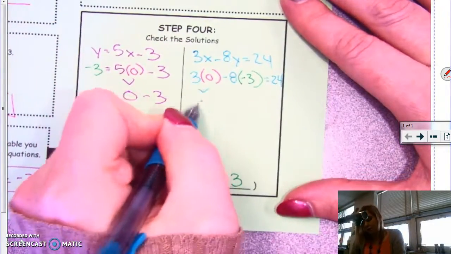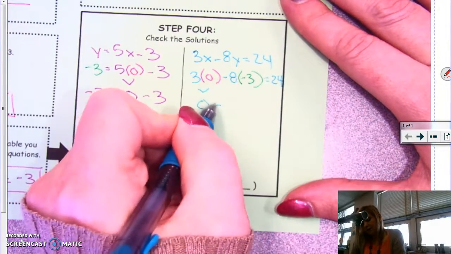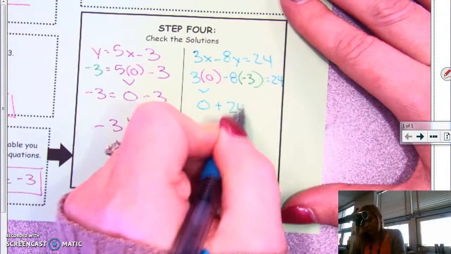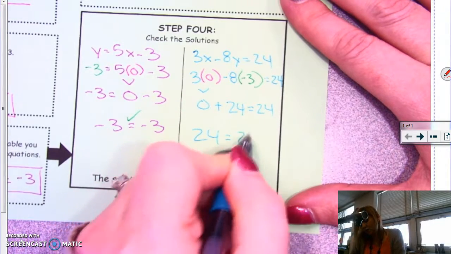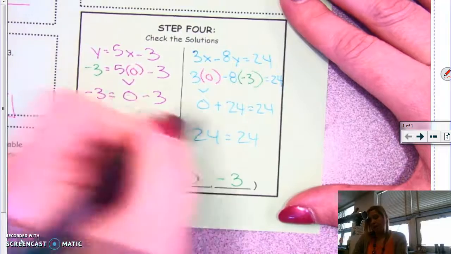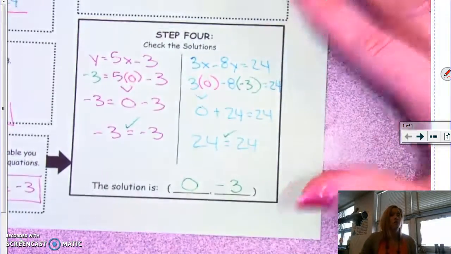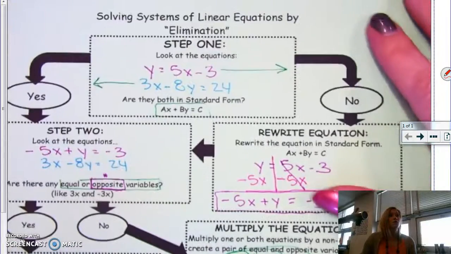3 times 0 is 0. And negative 8 times negative 3 would be a positive 24. Equals 24. So does 24 actually equal 24? Again, we check. It works out. It's perfect. So that's the system, solving systems of equations with elimination.